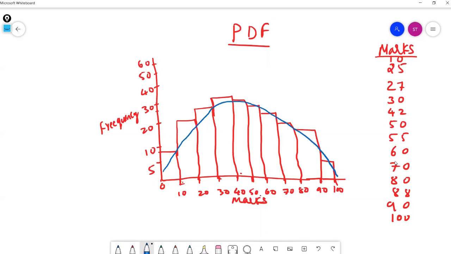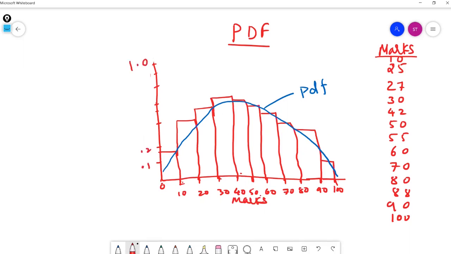As soon as I draw such a line, this is basically my probability density function. As soon as I convert this into a probability density function, these frequencies will disappear. Now I will not have any frequencies. Now it is going to be our probability, say 0, 0.1, 0.2 up to 1.0. How can I interpret this?